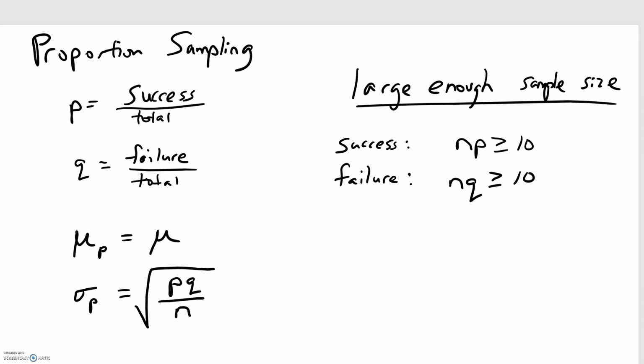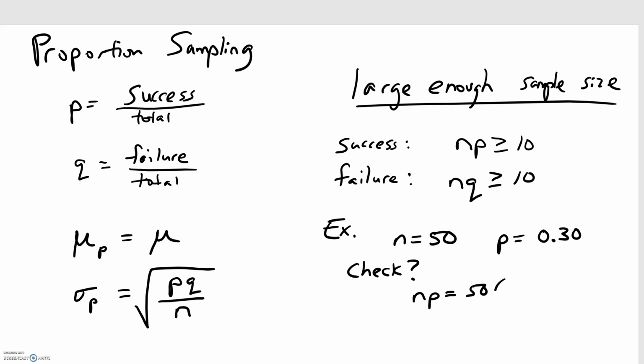Let's do one example. So let's say we have a sample size of 50. Is that large enough? Well, it depends. It depends upon P. So let's say P is 30%, or we could just say 0.3. So now we need to check to see if it's large enough. So N times P, that would be 50 times 0.3. Notice that that is 15. That's greater than 10. It looks like it might work.